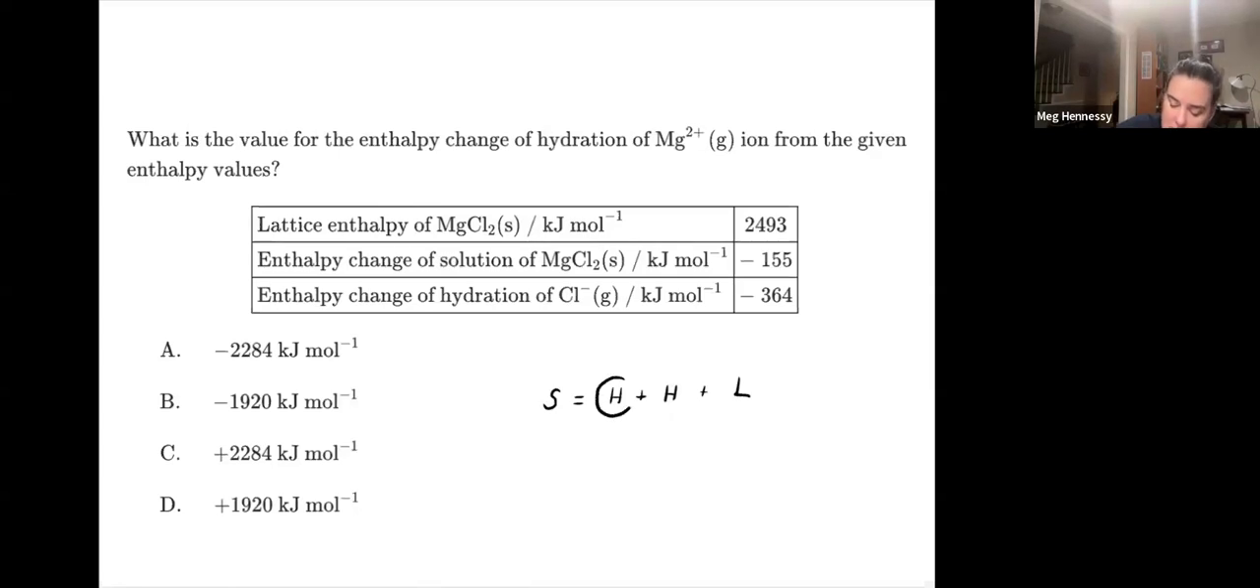I'm interested in the enthalpy of hydration of magnesium. And so I'm going to tell you that it's equal to the enthalpy of solution. Then I've got to bring these things over to the left-hand side, so I'm going to use a minus. The enthalpy of hydration of chlorine, I'm going to need 2 of them because there are 2 chlorines in magnesium chloride. Minus the enthalpy of the lattice.